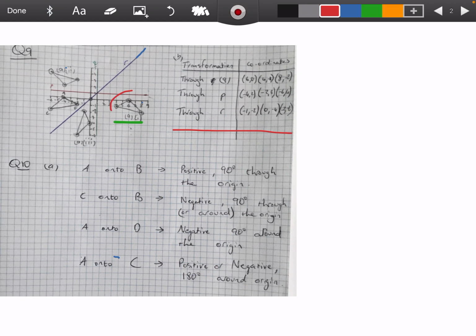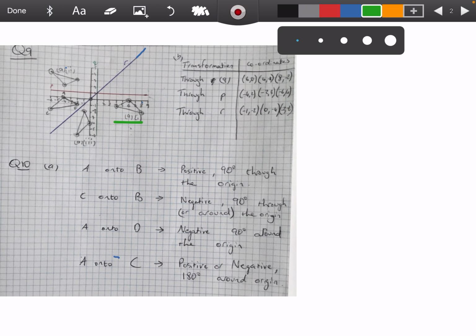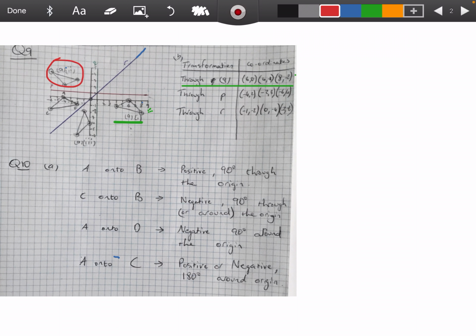So they're the coordinates for, let's go back, do it in the colour it's supposed to be. So through Q is the green one. So we've got the coordinates for the new triangle here, written there. Through P is that one, and its coordinates are there, the 3 coordinates again.